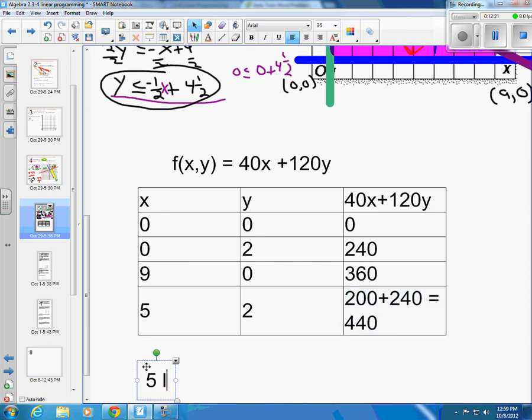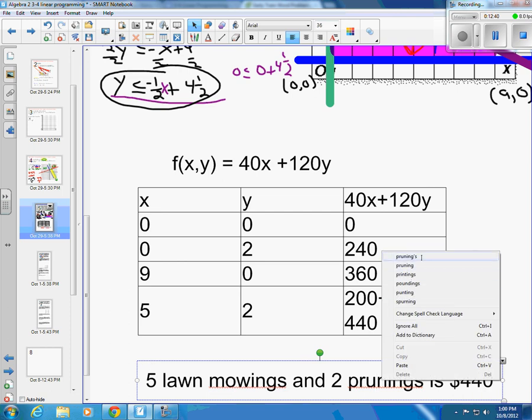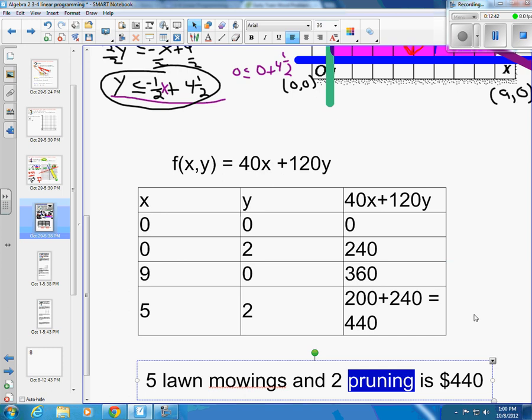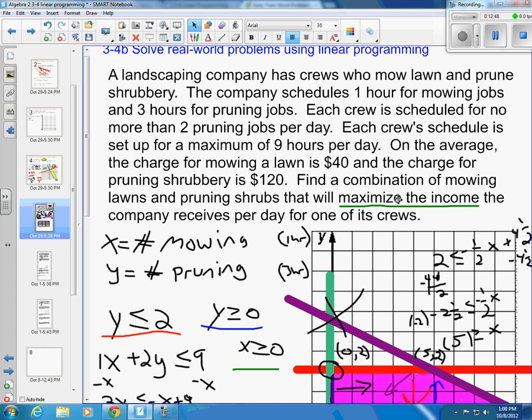5 lawn mowings and 2 prunings is going to be $440 and maximize our profit. So 2 prunings is $440. So that would be our answer to our question. Question being asked, how do we maximize our profit?